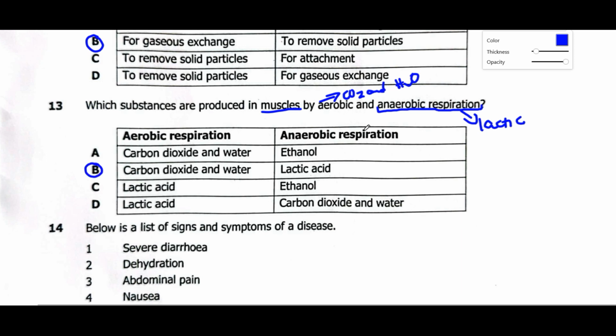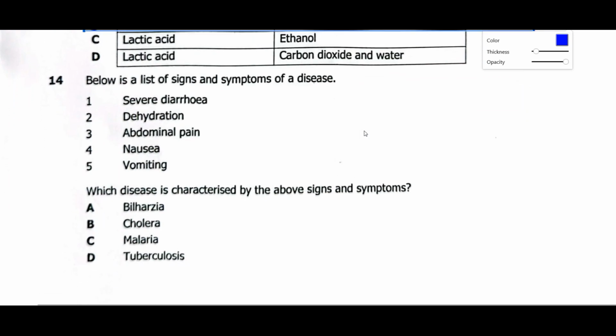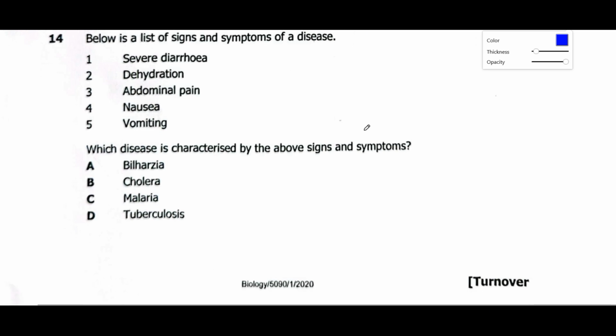For ethanol, that would apply unless it was in plants. So in plants, somehow it can be considered to be the process of fermentation.